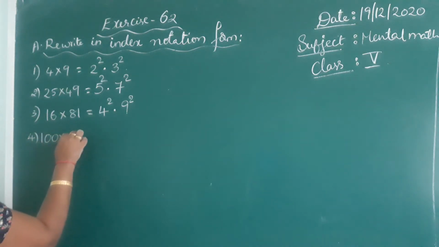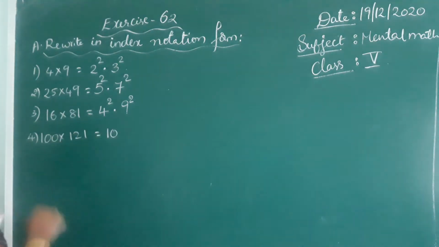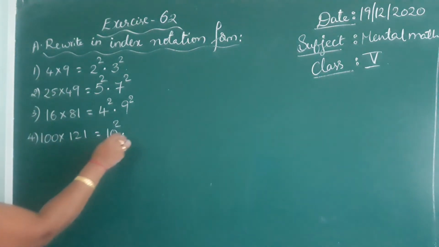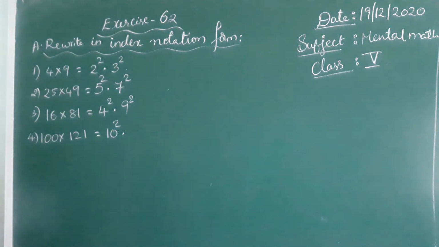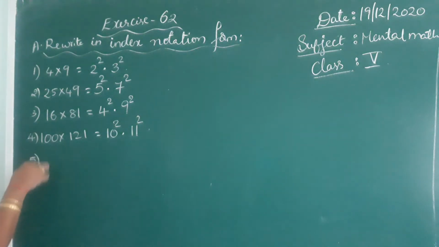100 into 121. 100 can be written as 10 into 10. So it can be written as 10 square. And in between keep the dot. 121 can be written as 11 into 11. So nothing but 11 square. See the fifth one, children.